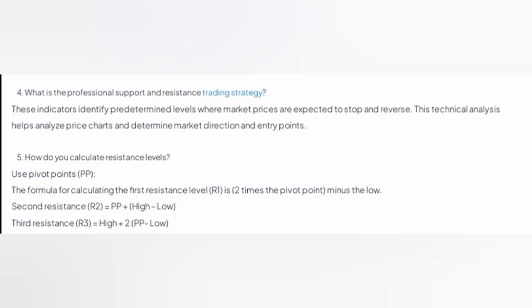How do you calculate resistance levels? Use pivot points, PP. The formula for calculating the first resistance level, R1, is 2 times the pivot point minus the low. Second resistance, R2, equals PP plus (high minus low). Third resistance, R3, equals high plus 2 times (PP minus low).